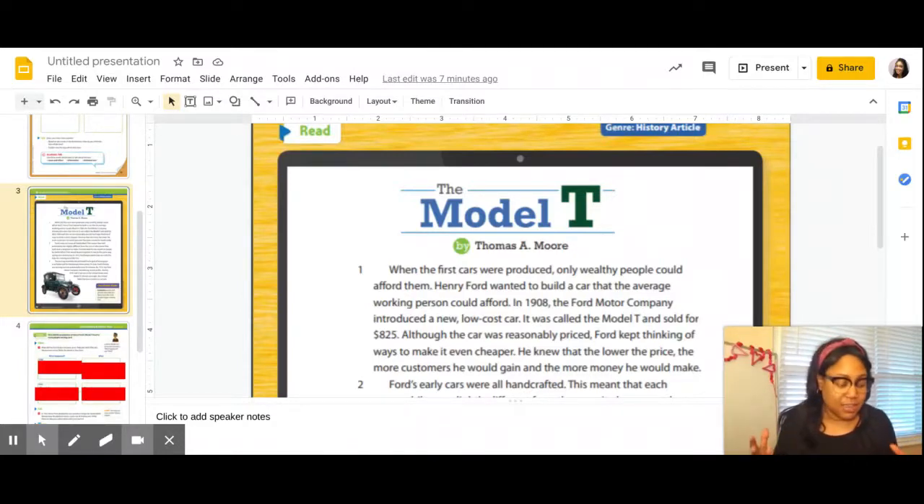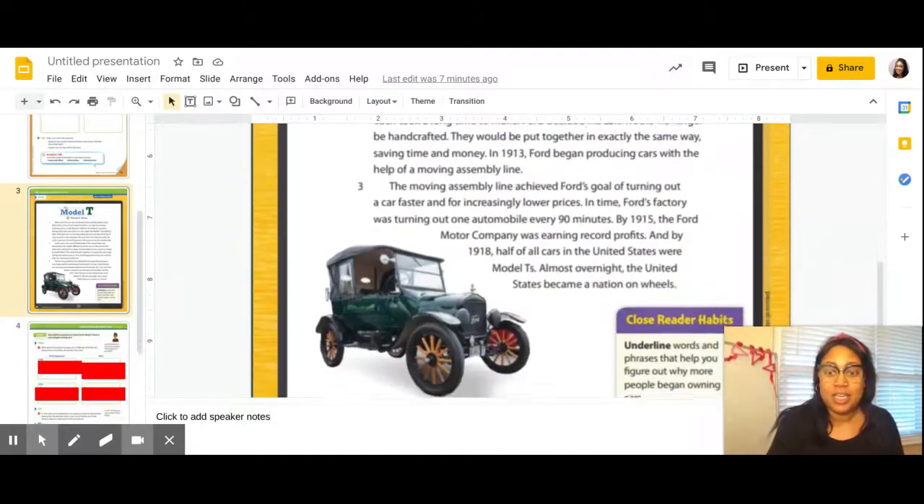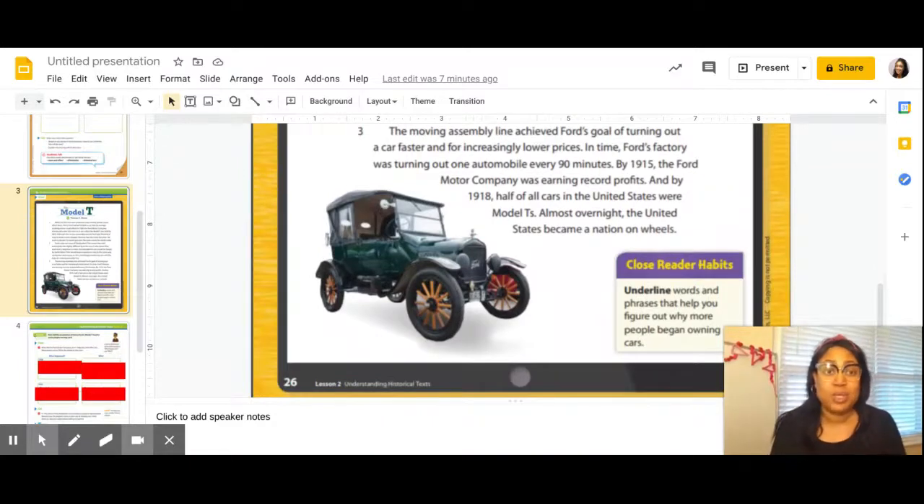If we look at the title, the Model T, and we look at the picture below, we can see that the picture and the title indicate we're going to be reading an article about a car. And I know from my knowledge of history that the Model T was one of the cars that was produced really for working Americans, for Americans who really wanted a car that they could afford, because cars back then at the beginning of the 1900s were so expensive, and they're still pretty expensive.